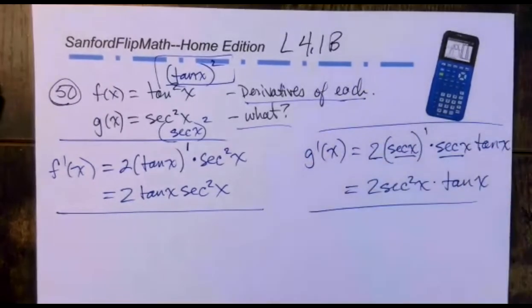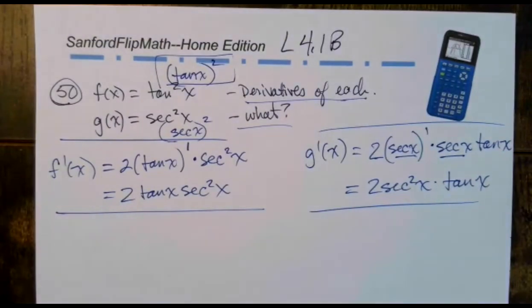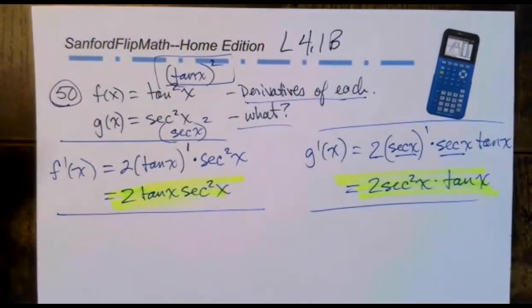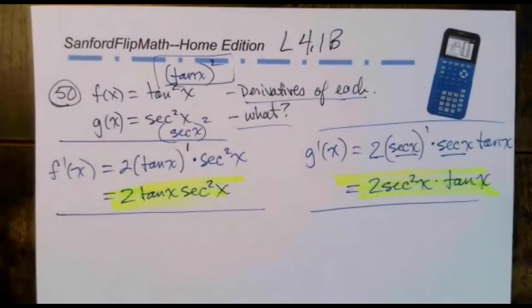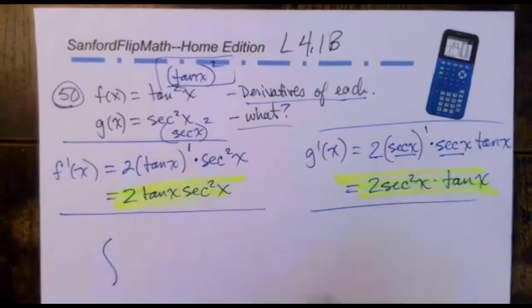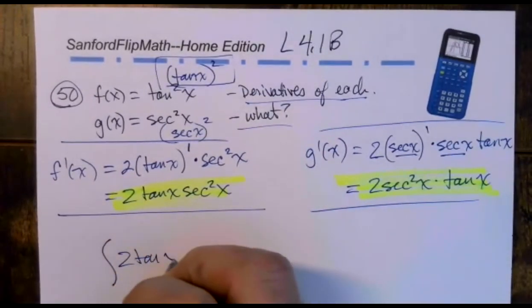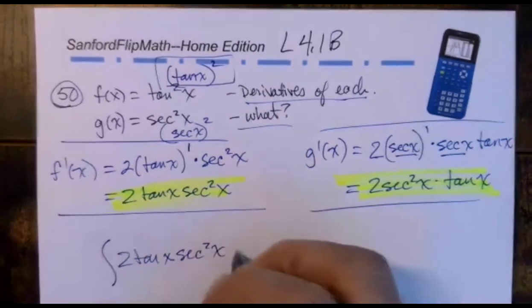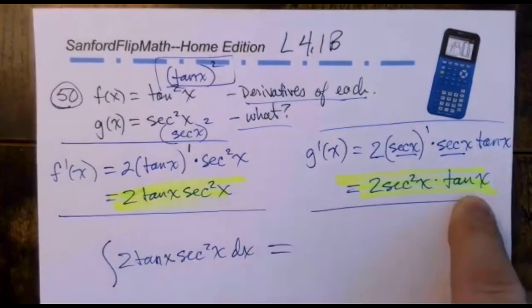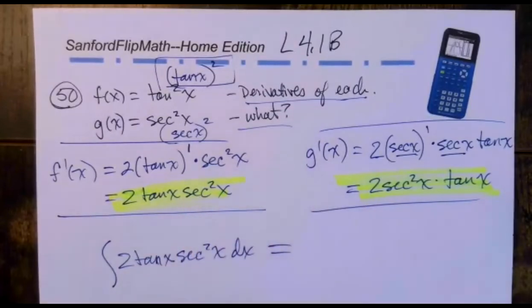All right, so what we're supposed to do then is stare at those. Look at this here and look at this here. And what do you see? Suddenly I'm feeling like Dora. What do you see? Yeah, I see that too. Well, here's my question to you. If you did the antiderivative of 2 tangent x secant squared x, what do you think the answer is?